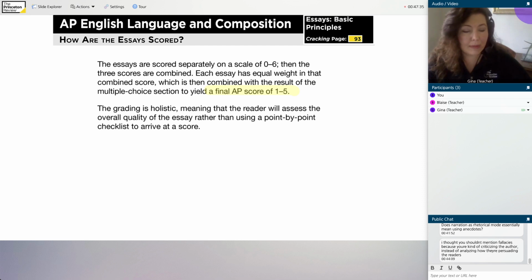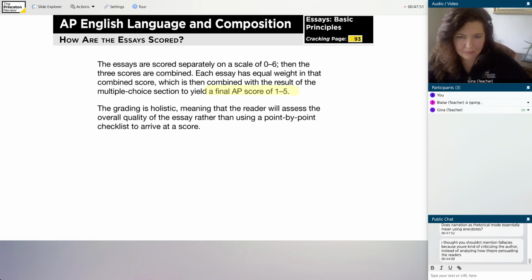But there should be multiple graders. Okay, so it's not like your entire AP score is riding on one reader. There are going to be at least two readers. That would be my guess. And again, if Blaze has any information about that, he can correct me.